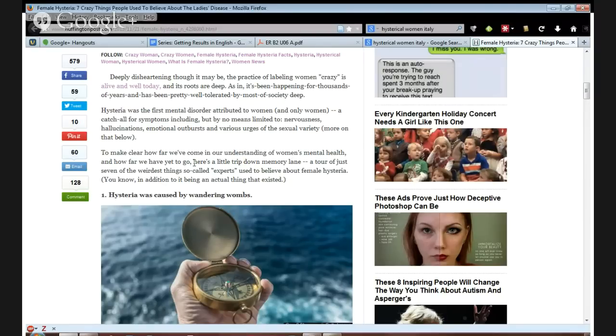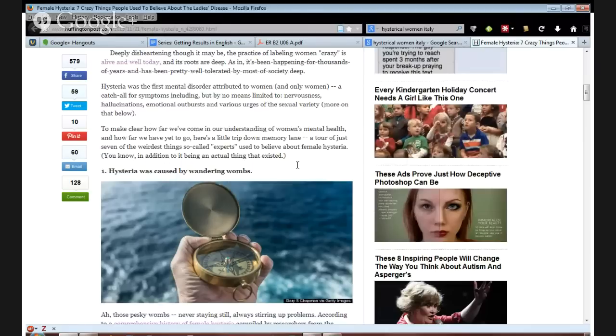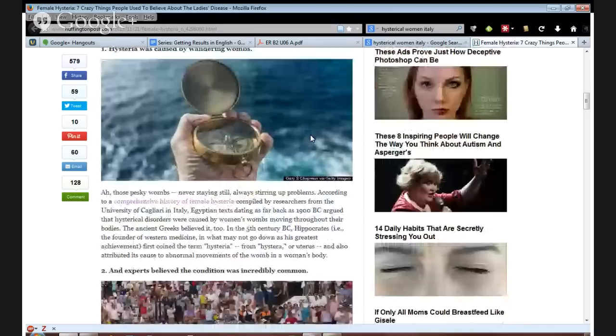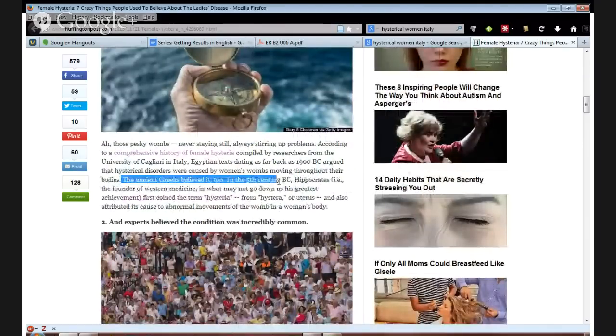To make clear how far we've come in our understanding of women's mental health and how far we have to go, here is a little article that talks about hysteria and modern myths. Was that the part that I wanted to read? Ah, here it is. The ancient Greeks believed, in the 5th century, Hippocrates, founder of Western medicine, said, in what may not go down as his greatest achievement, he first coined the term hysteria from hystera, or uterus, and also attributed to it the cause of abnormal movements. So we still say that today. I find that absolutely perplexing that we still use this term.